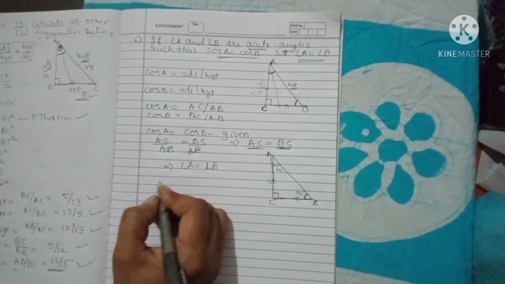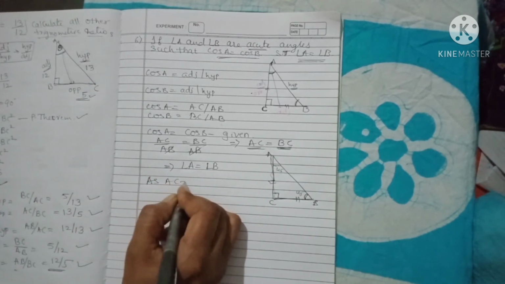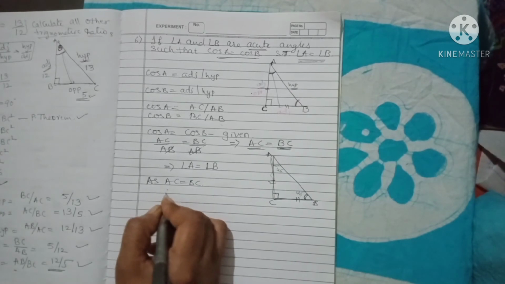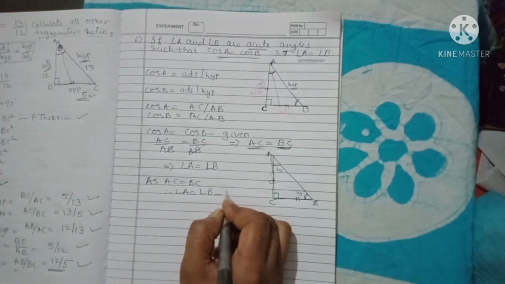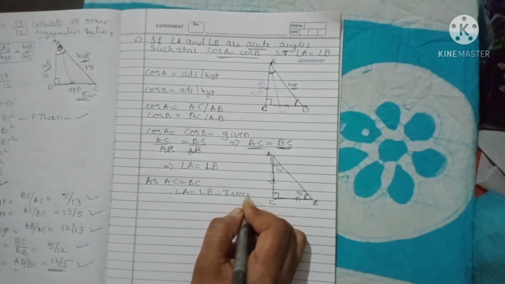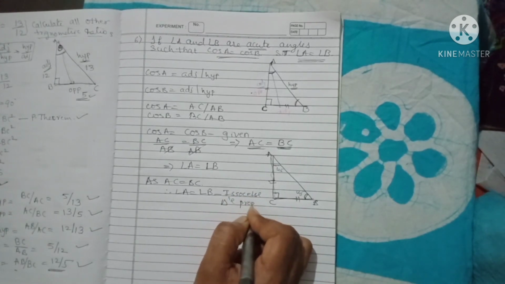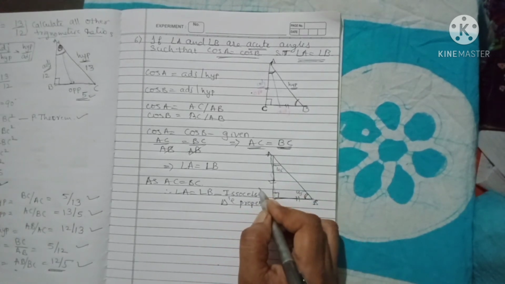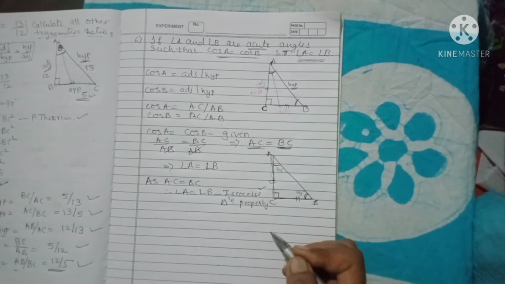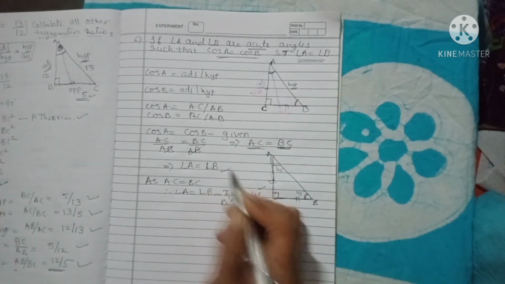So what you are going to write here is: AC is equal to BC, therefore angle A is equal to angle B. Just write isosceles triangle property, only this much. What it means here, if the sides are equal, then the included angles are equal. If you write this one, isosceles triangle property, it's more than enough. So this way you have proved angle A is equal to angle B.